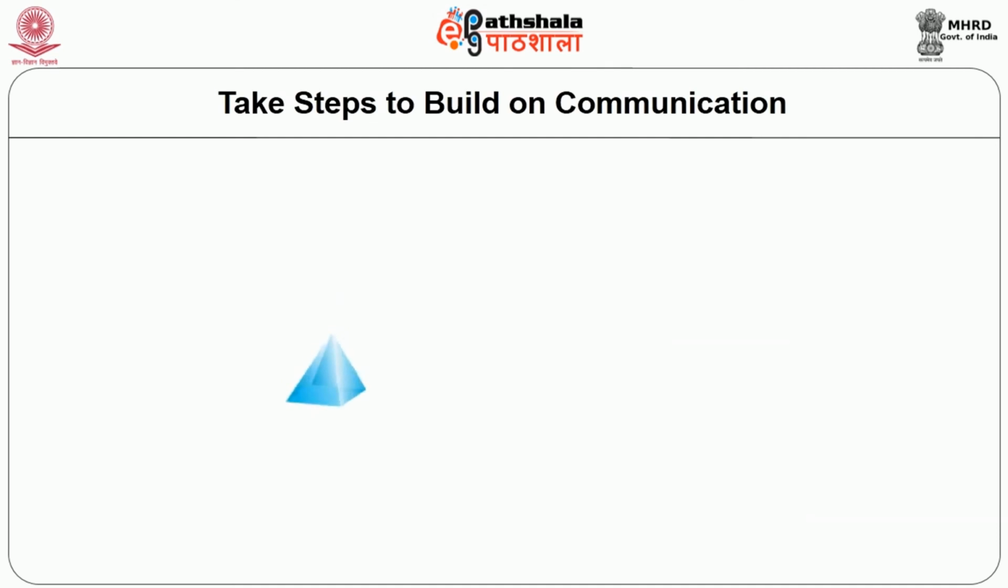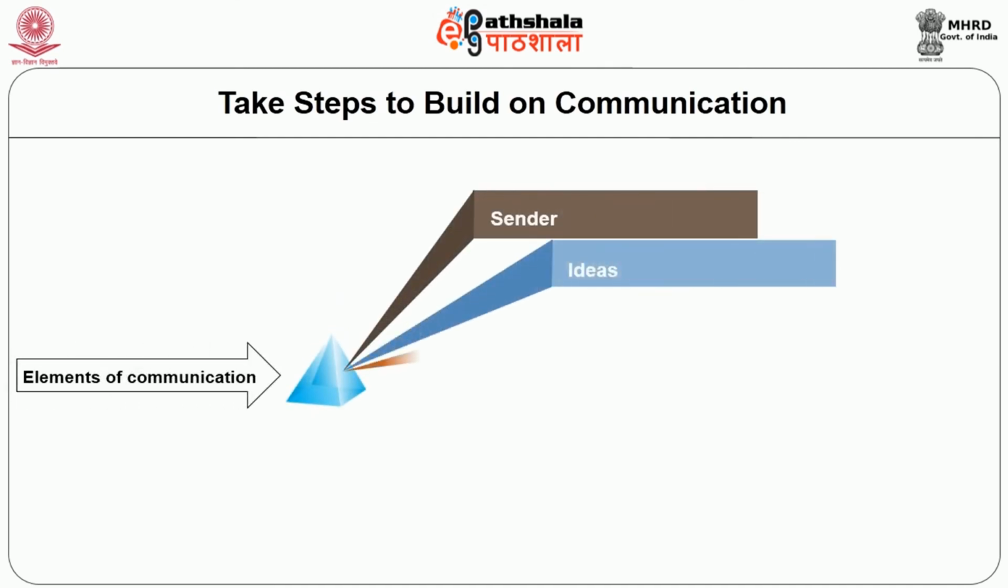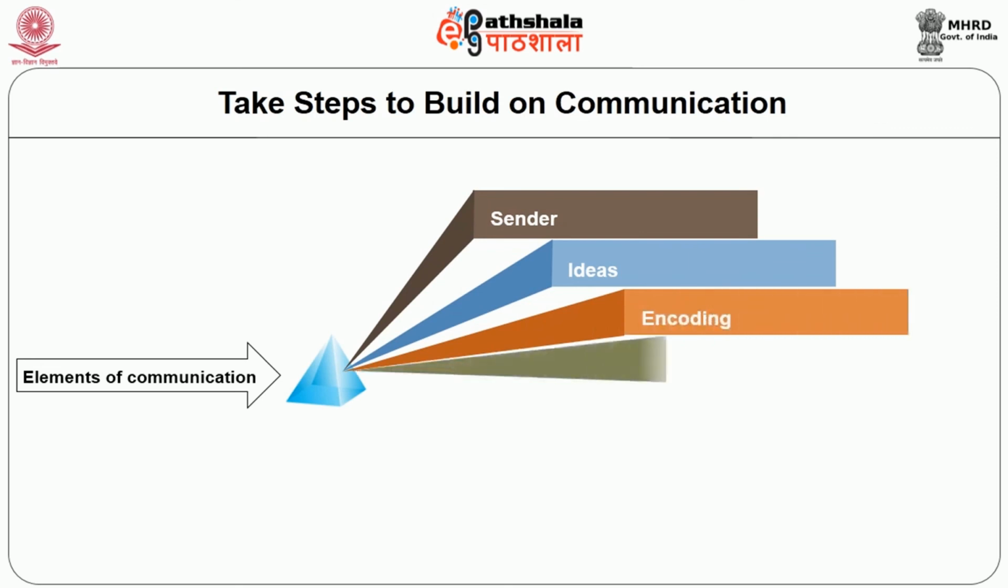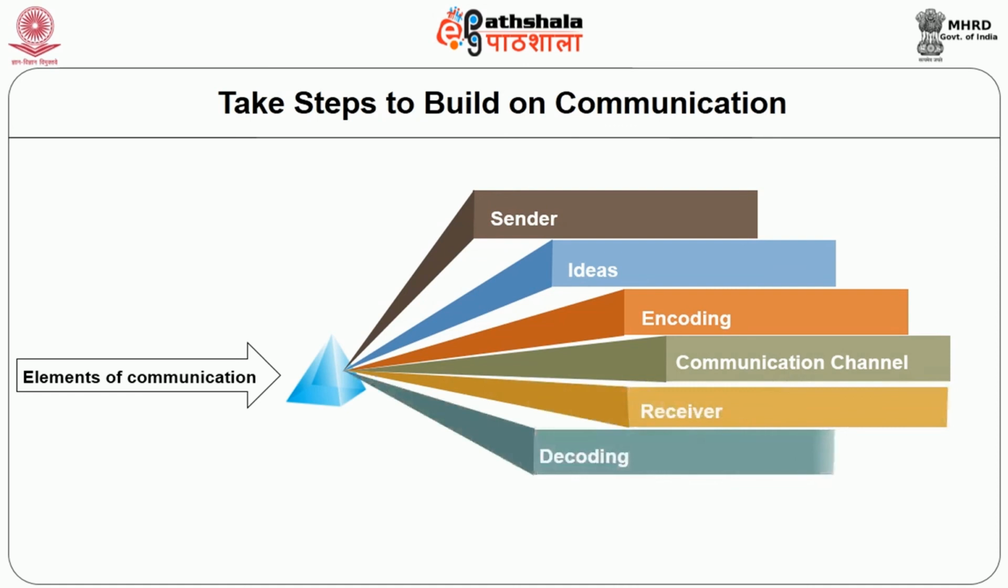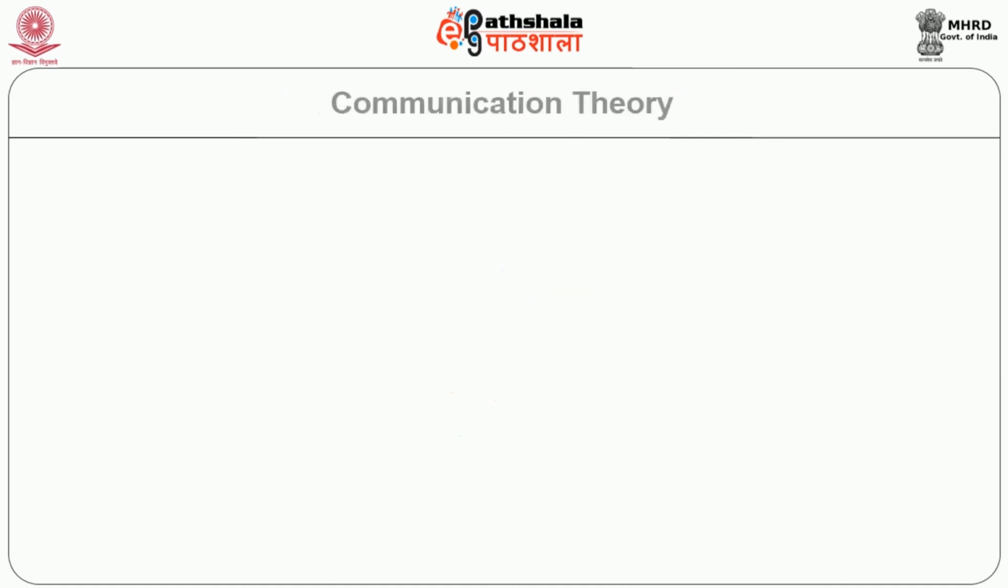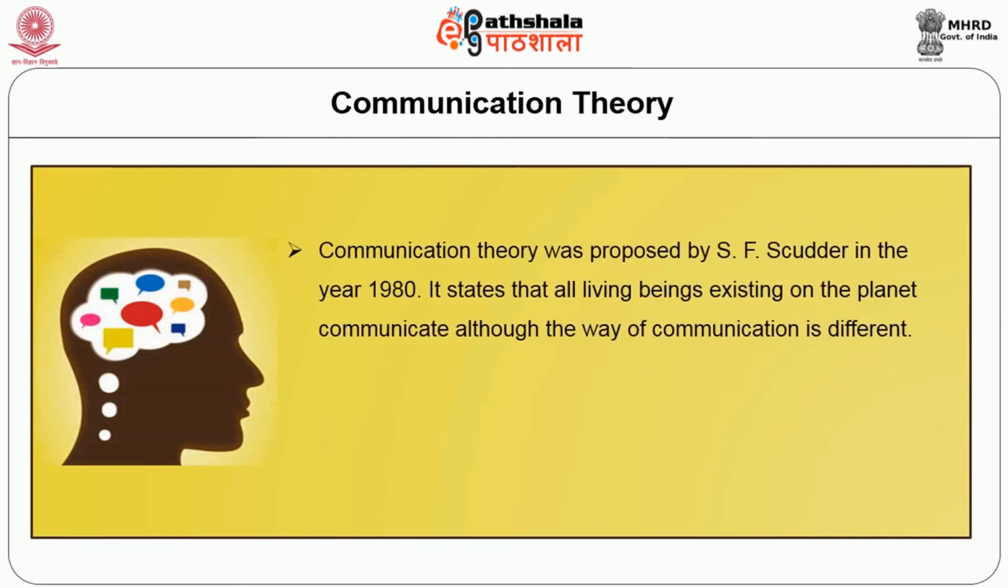The elements of communication are sender, ideas, encoding, communication channel, receiver, decoding, and feedback. The communication theory was proposed by S.F. Scudder in the year 1980. It states that all living beings exist on the planet through communication, although the way of communication is different.